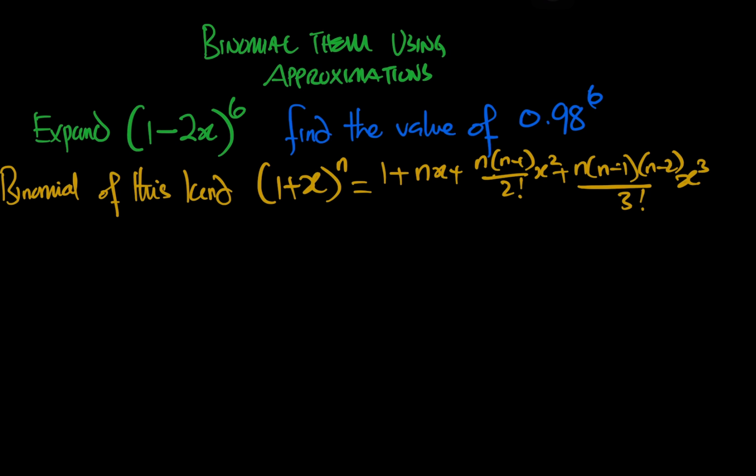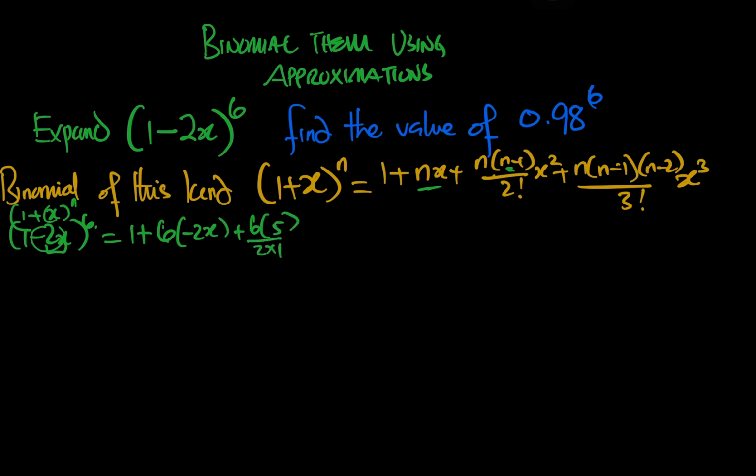So we can say that our (1 - 2x)^6 is going to be 1 + nx. Our n is 6. The x there is our negative 2x. Can you see that? This is our x. We have (1 + x)^n, so this x is the whole of that. So it's going to be nx, plus n, which is 6, and then 6 minus 1 is 5, divided by 2 factorial, which is 2 times 1, times x squared.